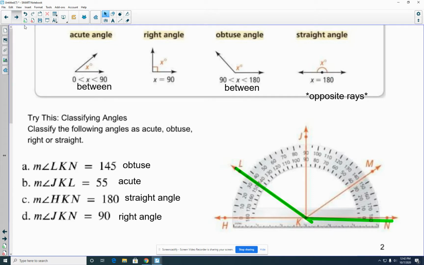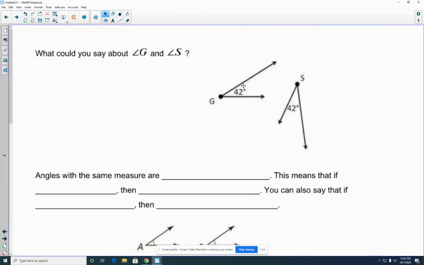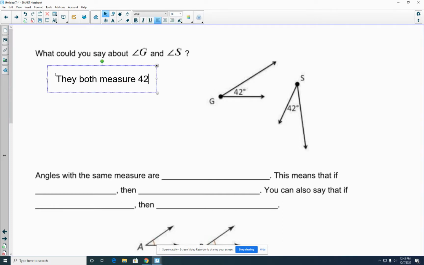So now let's take a look at comparing angles. What could we say about angle G and angle S? Here's G and here's S. Some things you might be thinking are, well, they're facing two directions, and they don't share a vertex, correct? But then I see this. This tells me that they both measure 42 degrees. Well, if they both measure 42 degrees, then they are both equal. They're both acute, right? They're both between 0 and 90.